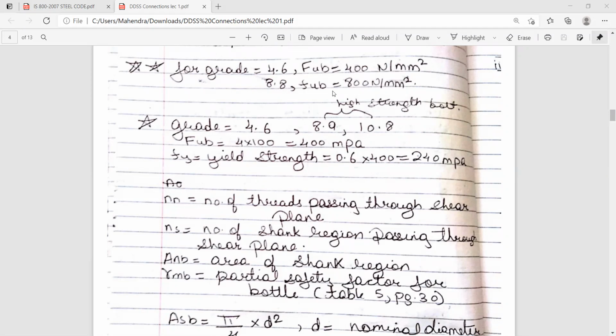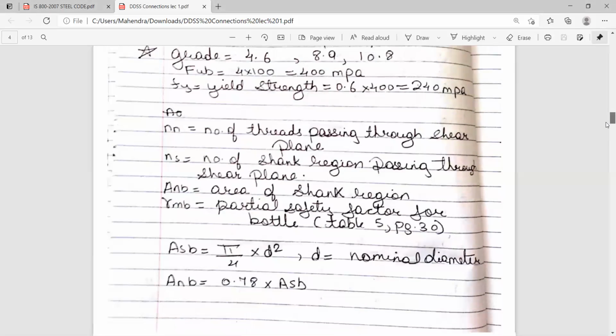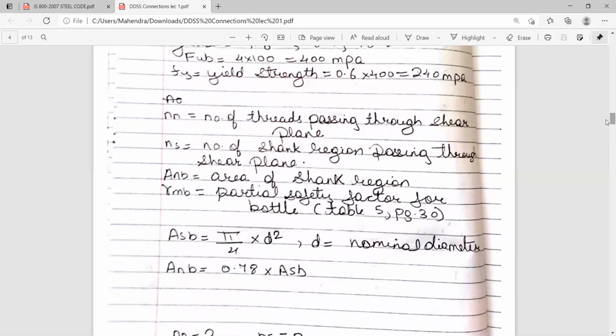AB is your area of the shank region. And gamma MB is your partial safety factor for the bolt. For the value of gamma MB, you need to refer to your IS code again, page number 30, table number 5.